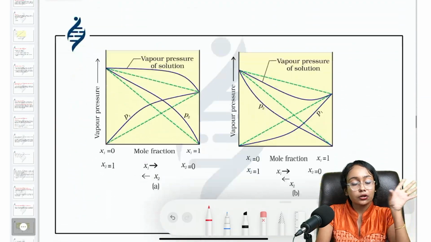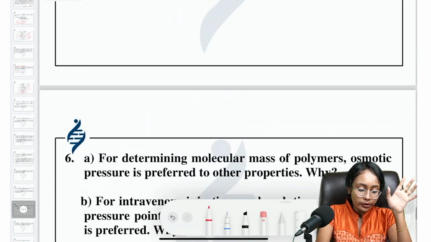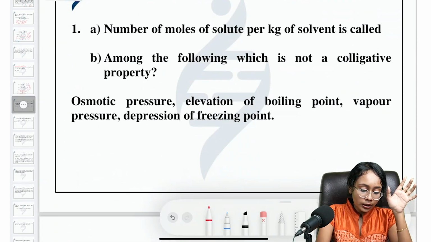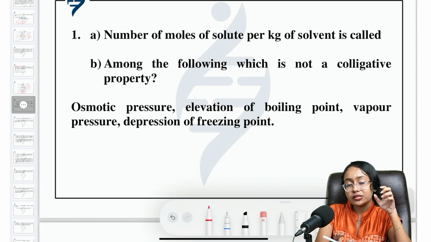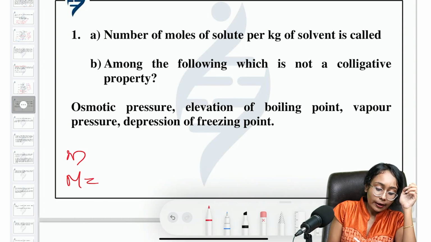We have completed all the topics from solutions, and now we are moving on to the questions. Previous year questions and questions from NCERT. Note down the first question. The number of moles of solute per kilogram of solvent is called: molarity or molality. We have molality small m, molarity capital M.